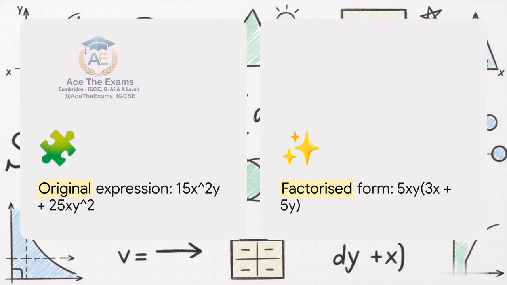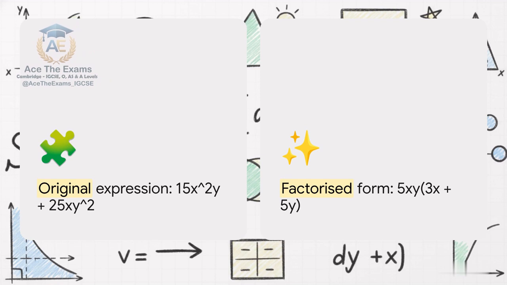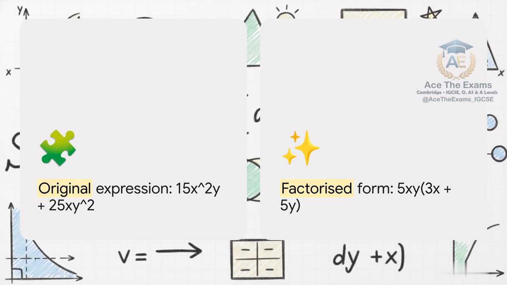Now what's left inside? Divide the original terms by 5xy. 15 divided by 5 is 3. X squared divided by x is x. And the y cancels out. So the first term inside is just 3x. Apply that same logic to the second term, and you're left with 5y. Therefore, our fully factorized perfect score answer is 5xy, open bracket, 3x plus 5y, close bracket.